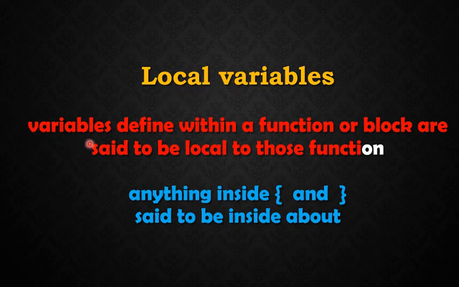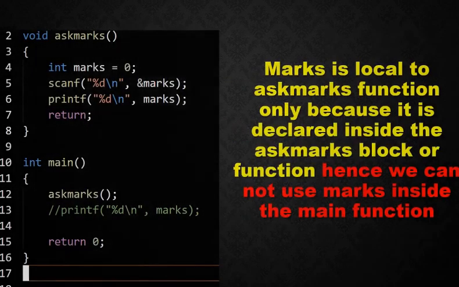Variables which are defined within a function, as I said, local means restricted to some area, and in the programming context that area is called a function. Hence we are saying variables which are defined within a function or block are said to be local to that function. If you define any variable inside a function or inside any curly braces, then that variable will be local to that function only. That means the variable can only be accessed and used inside that function. That's why we call them local variables: local to a function, local to some block of code. Let's see an example to understand it completely.